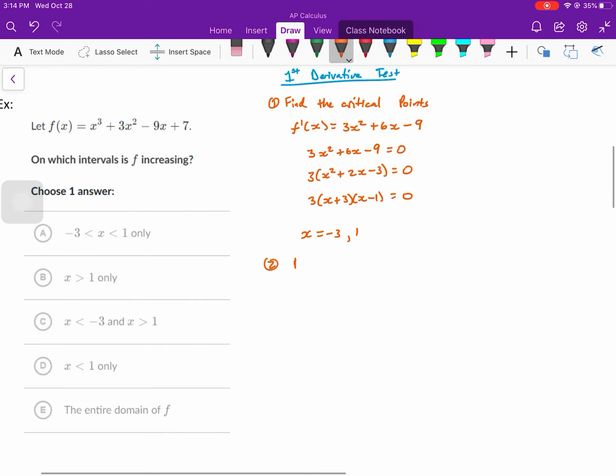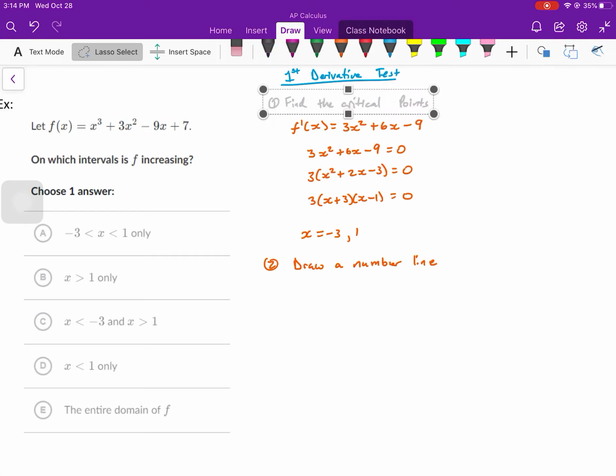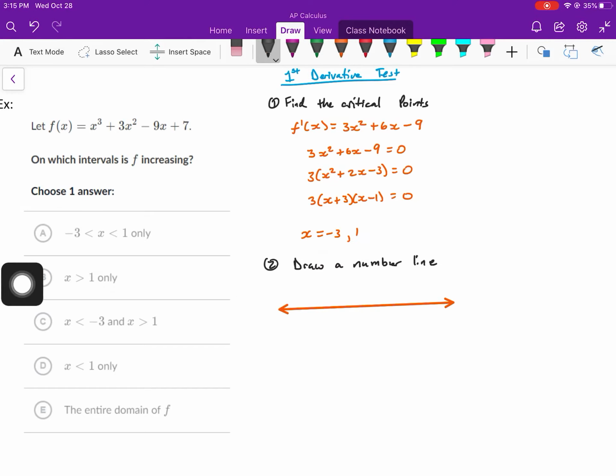So second step, draw a number line. And what you're going to do, you don't want to put 0 on the number line. What we're going to do is we're going to use these values in numerical order. I'm just going to put the negative 3 and the 1. And we're going to test f prime. This number line represents f prime of x.